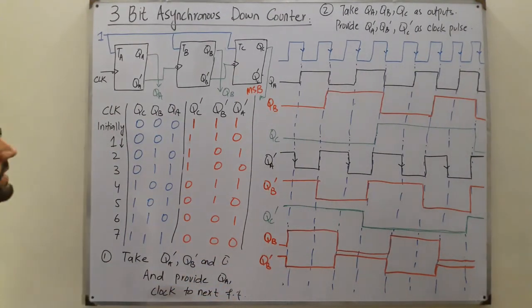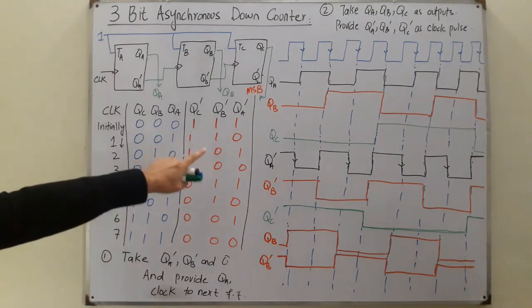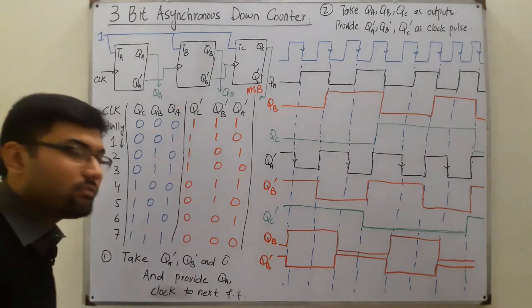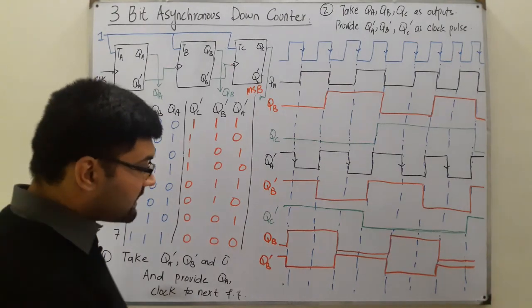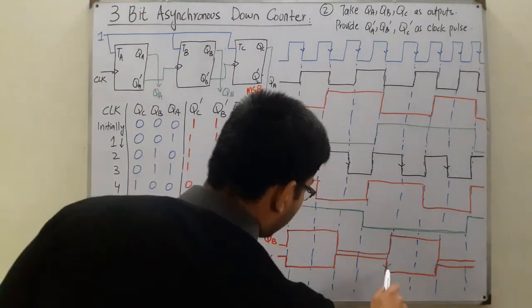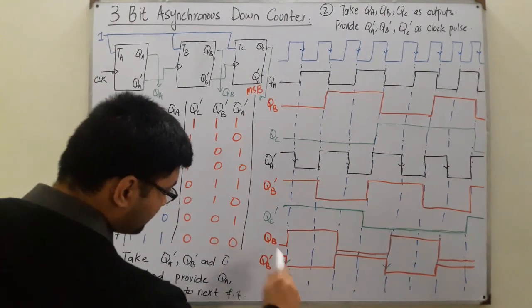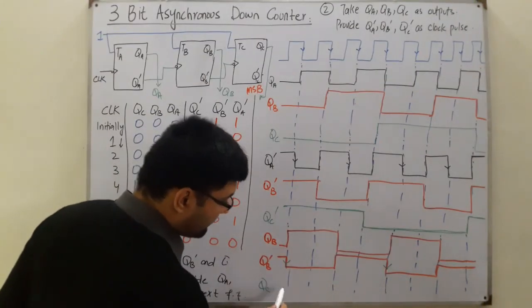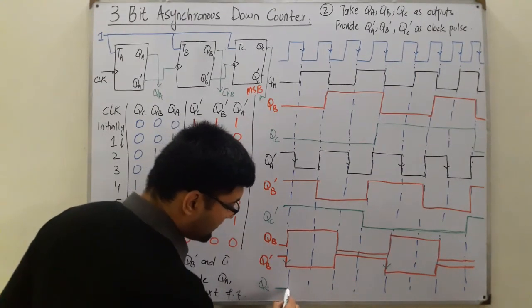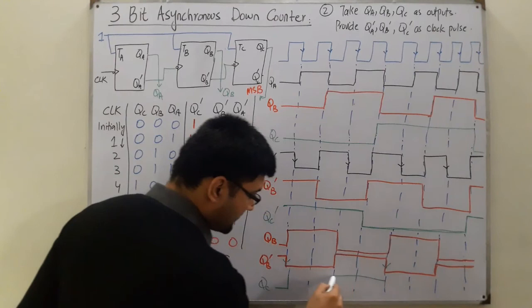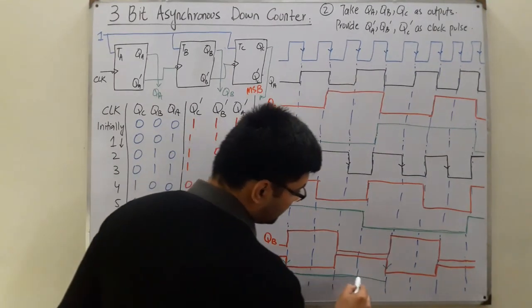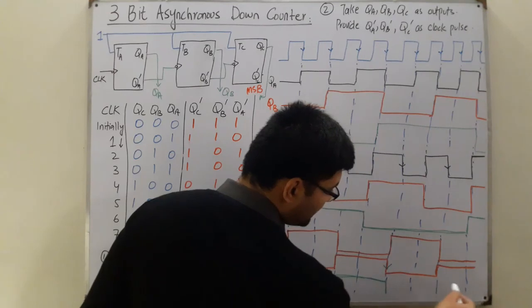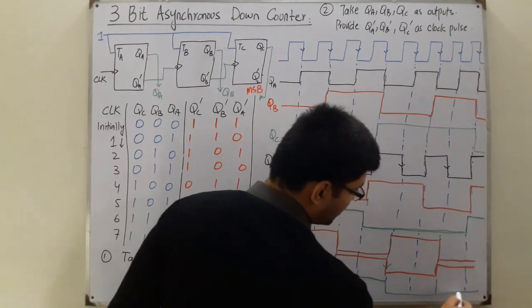Now this QB complement is acting as the clock pulse to the next, that is the C flip-flop, which means it will toggle on these negative edges and also on this negative edge. So these are the two negative edges, all right? Now, let's say initially QC was zero. So it stays low till here, on the negative edge it goes high. Till the next negative edge, it stays high, then goes low, until the next negative edge has arrived. So this is your QC.